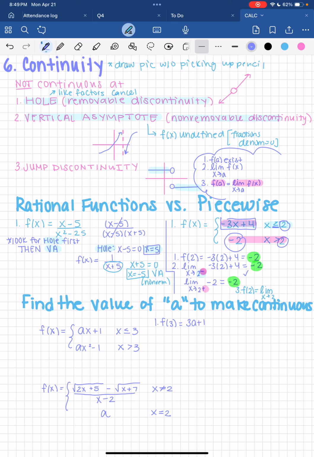So guys, you don't really need to show that. I kind of want you to know how to do these questions. If they say find the value of a to make it continuous, all you're literally doing is setting the top piece equal to the bottom piece. That's what I need you guys to know.